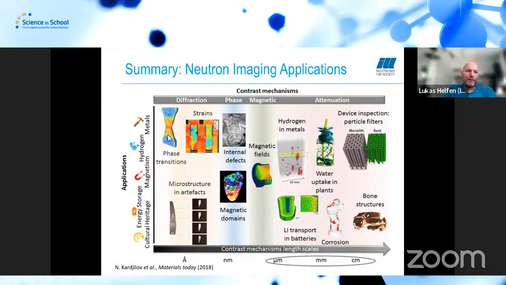And by combining it with diffraction in the monochromatic beam, we can have a look at strain. So there are Bragg edges that can serve to see either phase transformations, or that we can then use to determine strains from the Bragg peak position changes on the sample. You can also have a look at the microstructure in cultural heritage artifacts. That is also a field where neutron imaging methods are widely used. Our colleague Nikolay Kardjilov has made a nice overview on that, a review article in Materials Today.